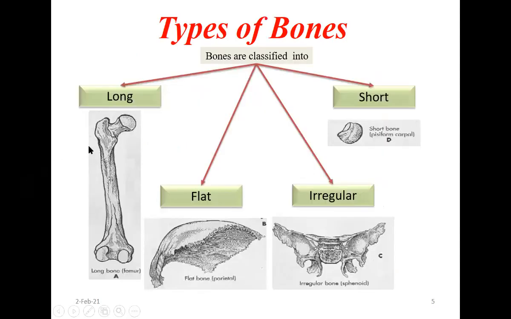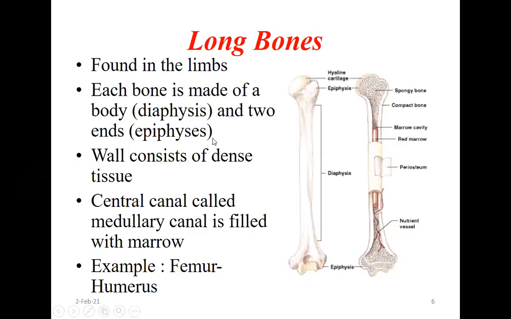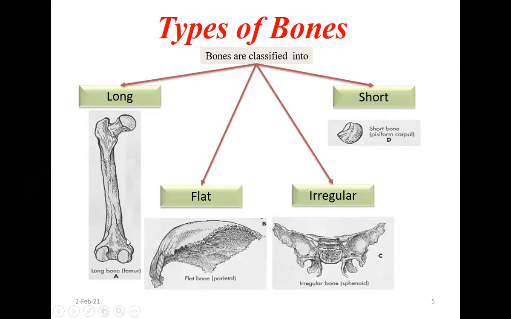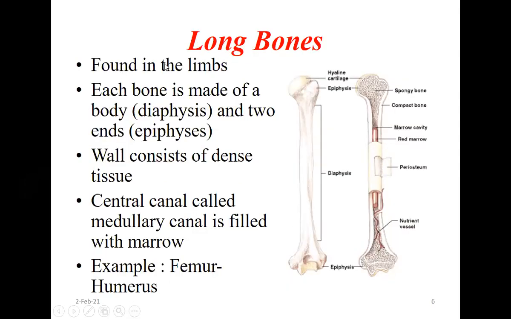Here we saw this is the femur. Now what we are seeing is the humerus. This is the bone of the upper limb. This is the bone of the lower limb. Both are long bones, found in the limbs.